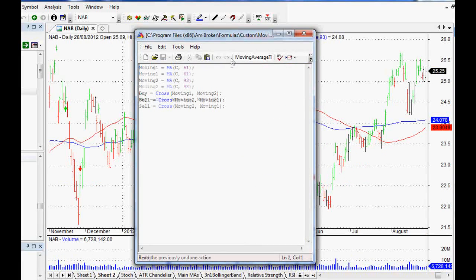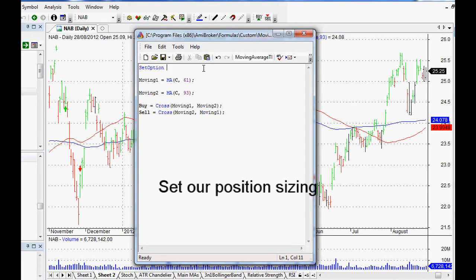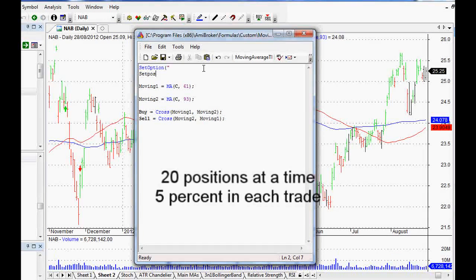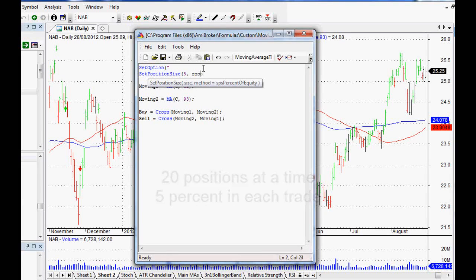Now, of course, when we're going to do a backtest, we should also set up our position sizing really quickly. In other words, what we're looking for is to have around 20 positions open, or the option for 20 open positions at any one time, and also to have around 5% of our equity in each trade, or the option for that as well. So we set position size, and we want 5% of equity.